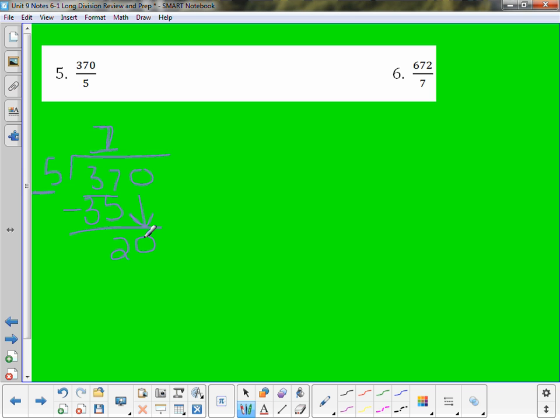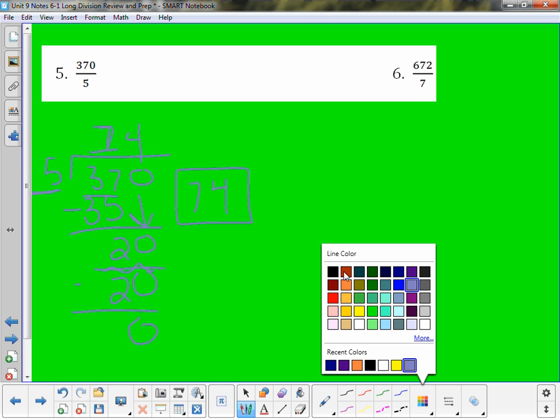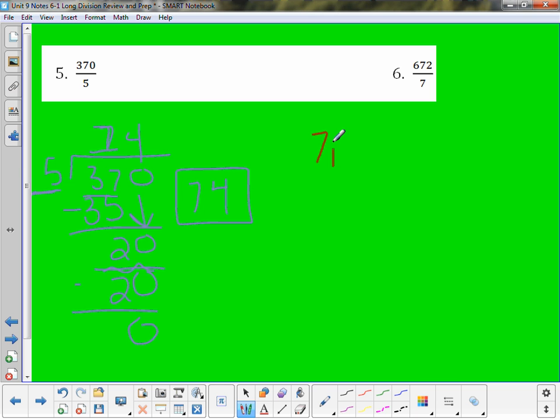And then I'm going to bring that 0 on down. So I want to see how many times 5 can go into 20. And that's going to be 4 times. 5 times 4 is going to be 20. So we're going to subtract those, and then we get a remainder of 0. So our answer for this one is 74 because we don't have a remainder. Let's take a look at number 6. So we want to take 7, and we're going to divide 672.